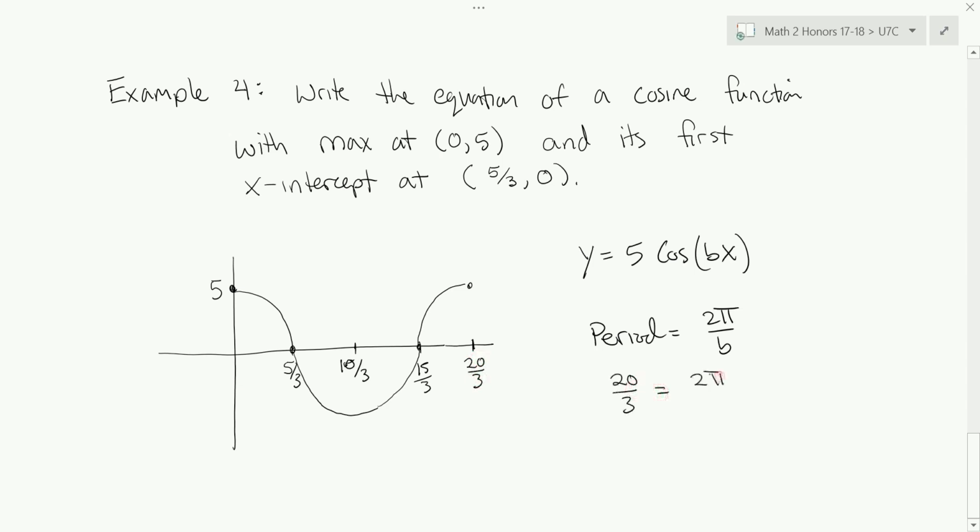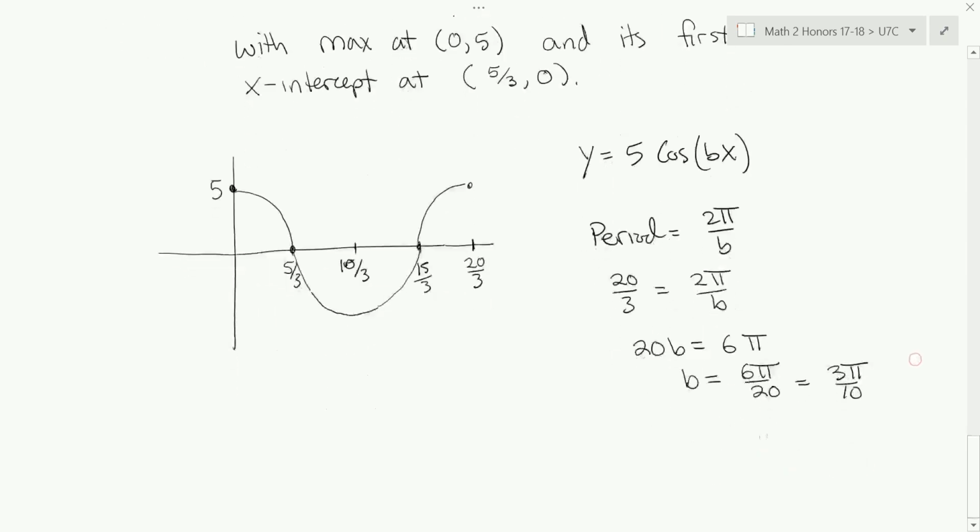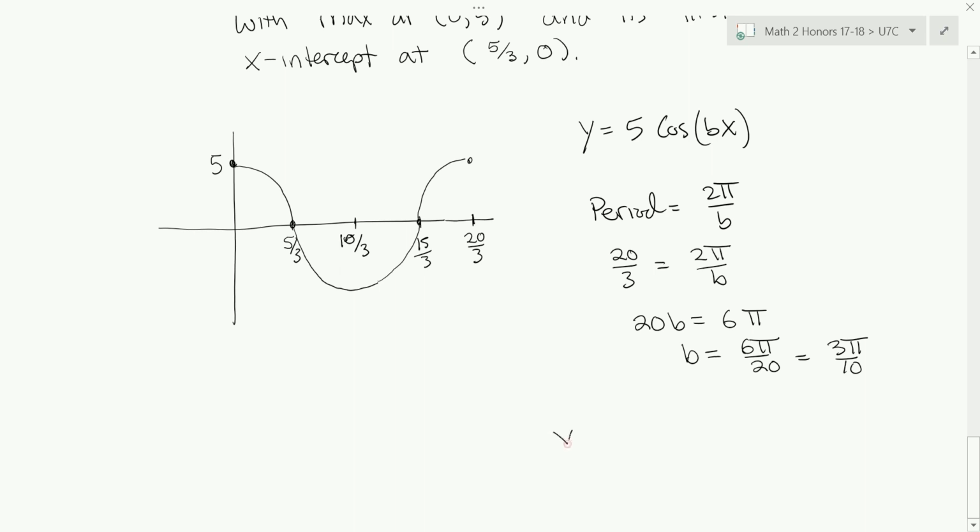And that's equal to 2 pi over b. So we cross multiply to get 20b is 6 pi. We divide by 20, we get 6 pi divided by 20 is equal to b. We can reduce that to 3 pi over 10. So our equation for this function is y equals 5 times the cosine of 3 pi over 10 x.